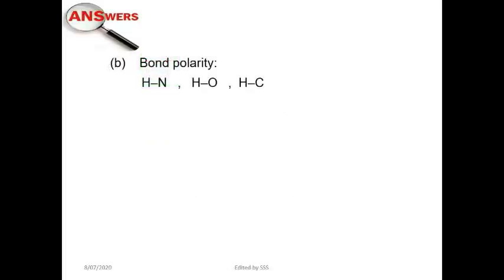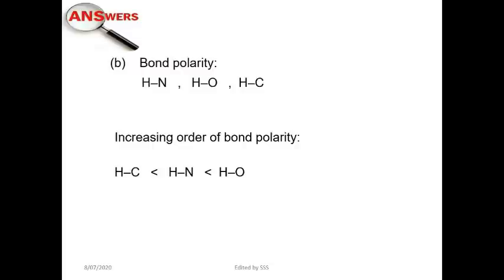For bond polarity, the increasing order of bond polarity is: the bond between H and O is more polar than H and N, and C and H, because oxygen is more electronegative than the nitrogen atom and the carbon atom.